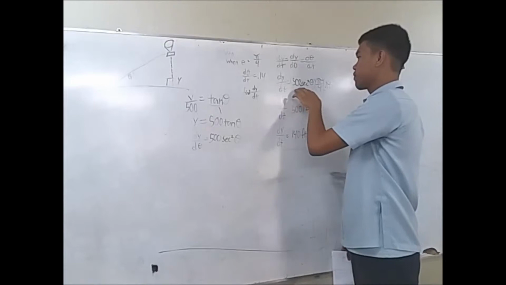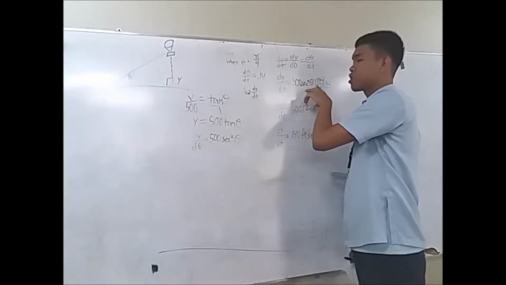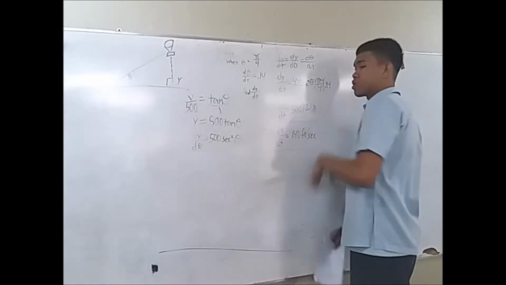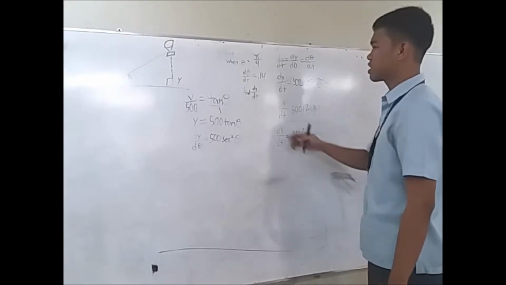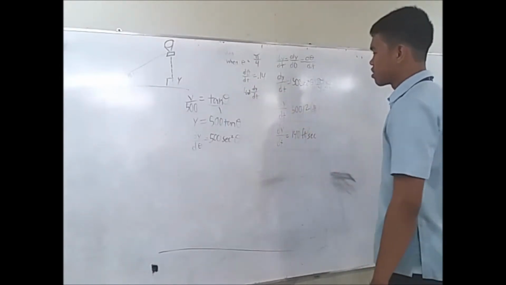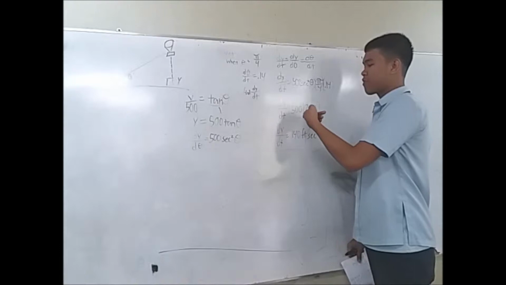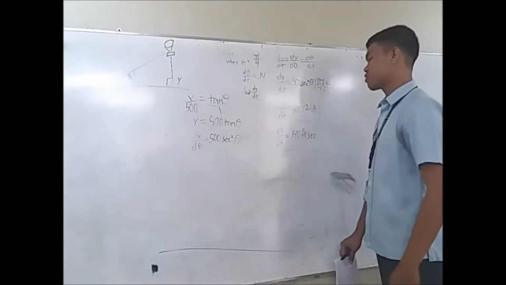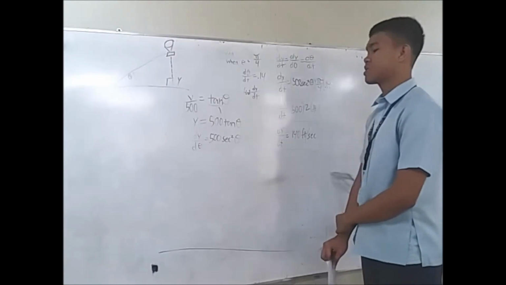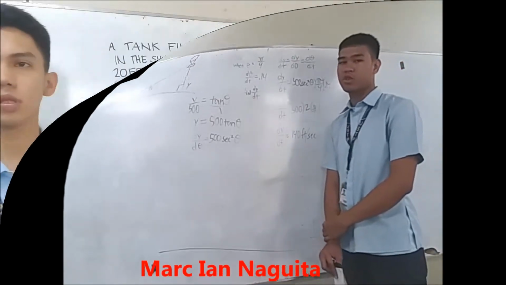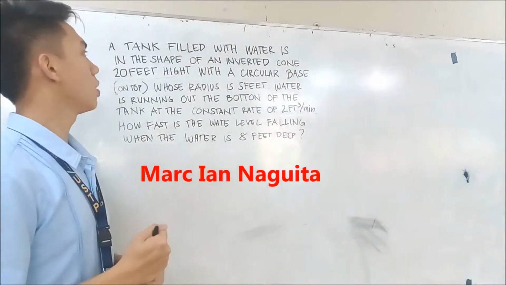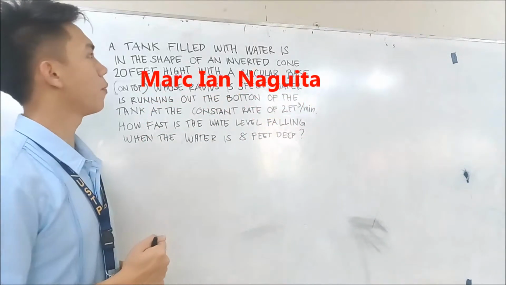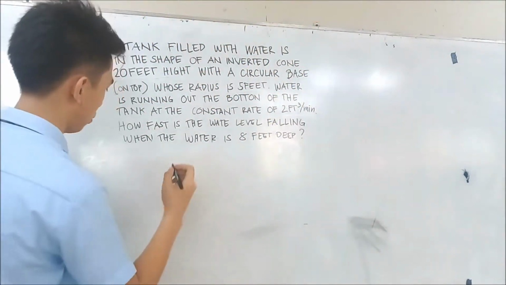dy over dt equals 500 secant squared theta multiplied by pi over 4, multiplied by 0.14, which is d theta over dt. As we multiply them, we get 500 times 2 times 0.14. So the answer is 140 feet per minute. That's all. Thank you.